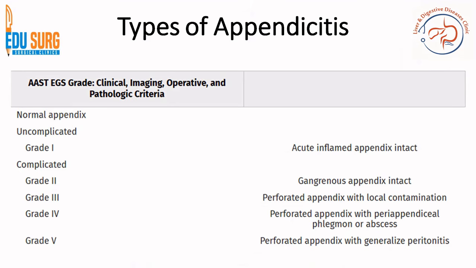And this is the AAST grading. This also we have seen in one of the videos. Grade 1 is uncomplicated appendicitis, and this is the only area where the non-operative management is being considered currently. For all complicated cases, the management is basically surgery or Ochsner-Sherren followed by surgery.